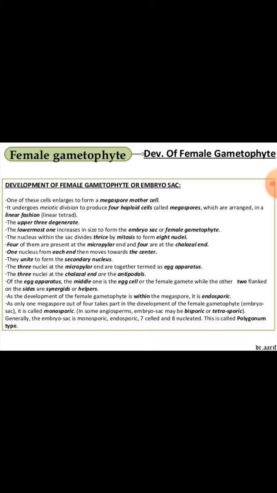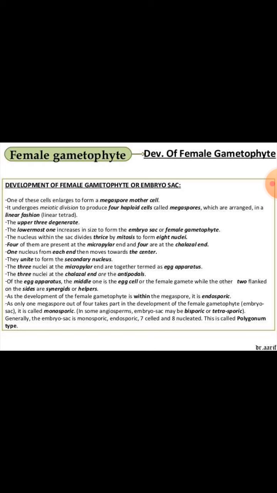One nucleus from each end moves toward the center and they unite to form the secondary nucleus. The three nuclei at the micropylar end together form the egg apparatus, and the three nuclei at the chalazal end are the antipodals. One of the egg apparatus cells, in the middle, is the egg cell, the female gamete, while the other two flanking it at the sides are synergids, also called helper cells.